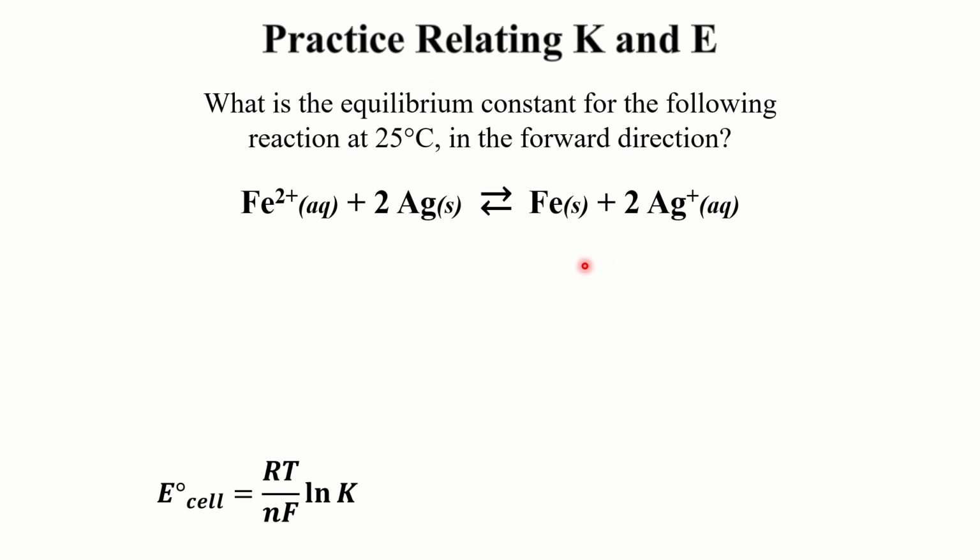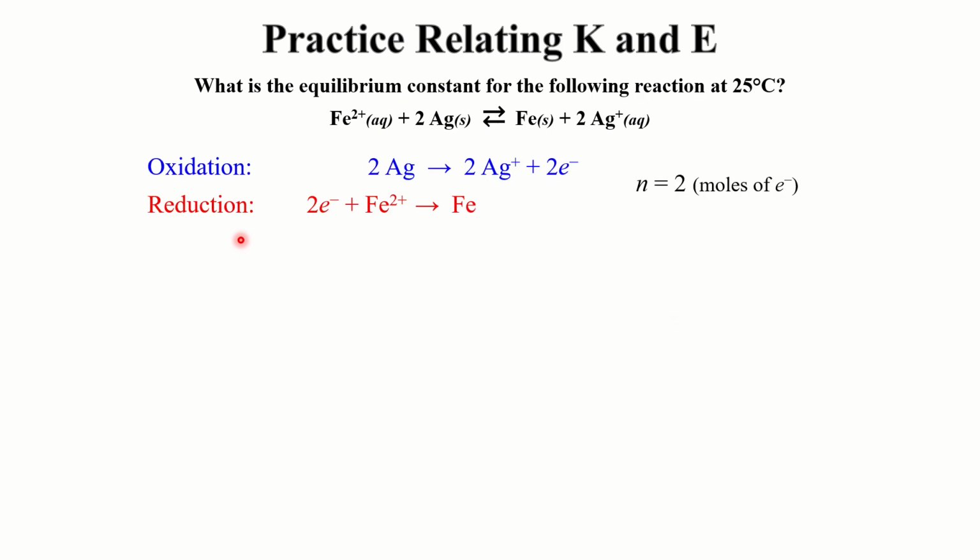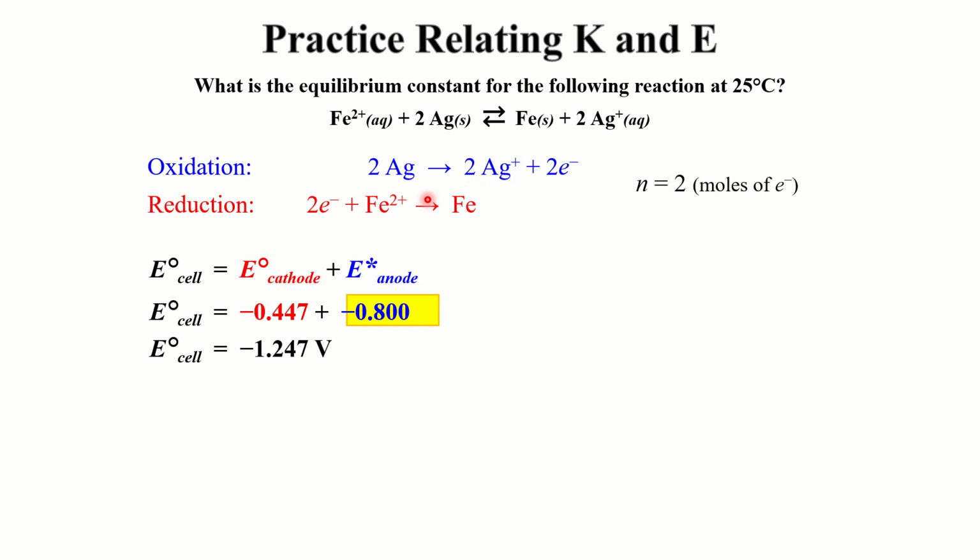What is the equilibrium constant for the following reaction at 25 degrees Celsius in the forward direction? So write out your two half reactions. Our oxidation half reaction is silver giving off 2 electrons to form 2 silver ions. Our reduction half reaction is the iron 2 plus accepting 2 electrons to form solid iron. So here our N value is 2.